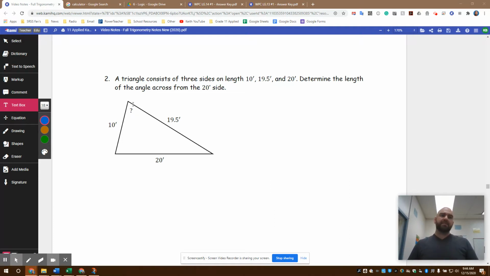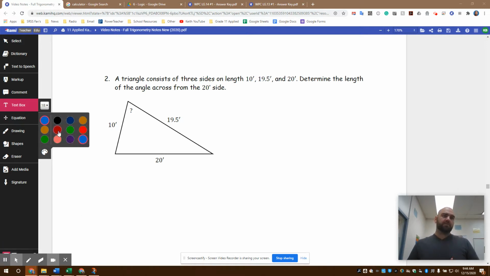So in this case, we're given three sides of a triangle, 10, 20, and 19.5, and we're asked to find what is this angle right here. Again, law of sines will not work because we're only going to have one piece of information per ratio, so we cannot use law of sines. Therefore, we must use law of cosines to solve for this.